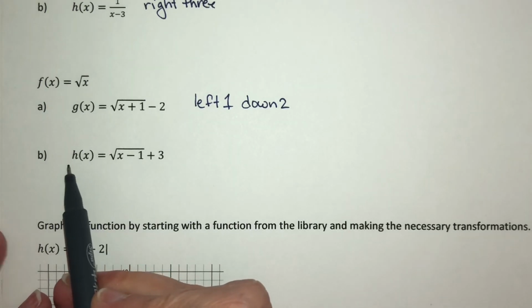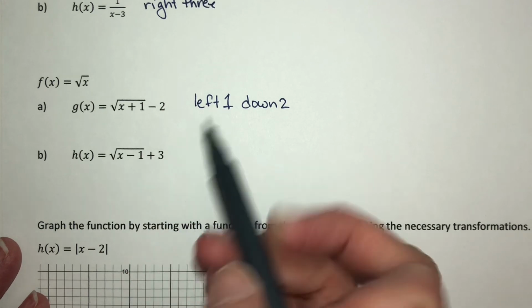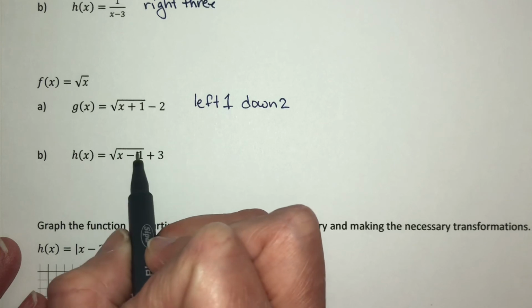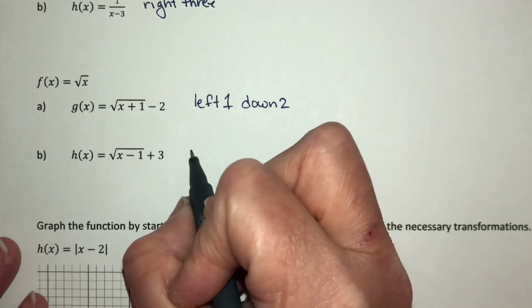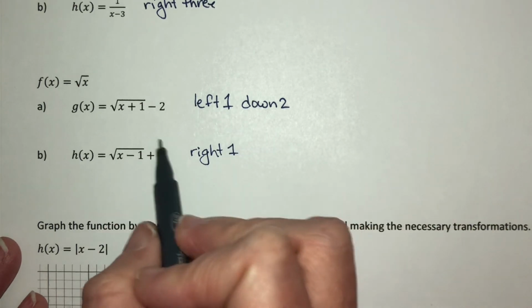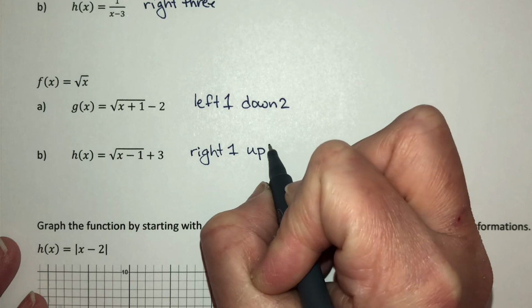And we have h of x is square root of x minus 1 plus 3. Here the -1 is inside, so it is horizontal, and this time we're going right 1. And then we have plus 3 on the outside, so we're going up 3.